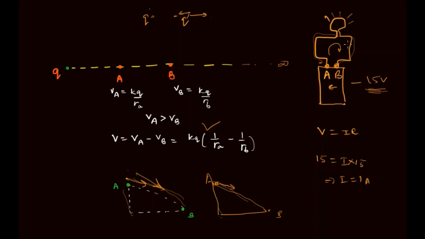So when you measure the current and you find that the current is 1 ampere, then you say that this battery creates a potential difference equivalent to 15 volt, right? So that is how this 15 volt is tagged to a battery.